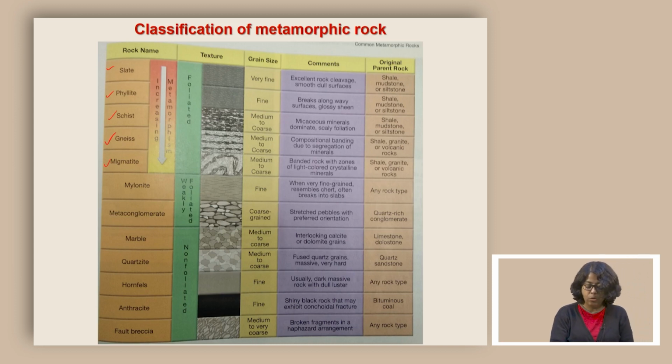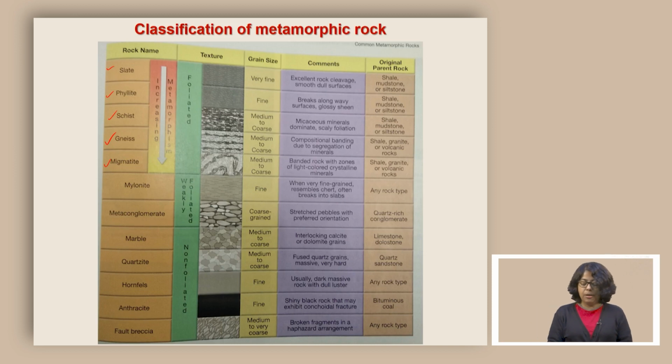If we look closely, we are basically talking about an increasing degree of metamorphism. And because of the increasing degree of metamorphism, they also show an increase in the grain size, and sometimes an increase in the degree of foliation. So, for example, in slate you are going to find the rock cleavage, but when you come to migmatite it can be completely separated, foliated and may show bending.